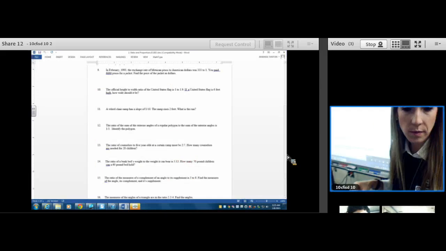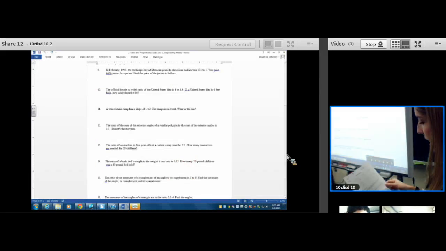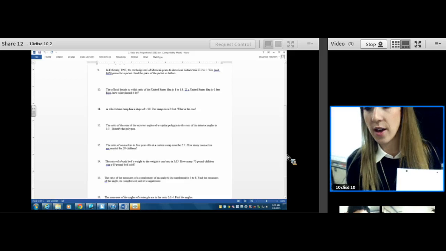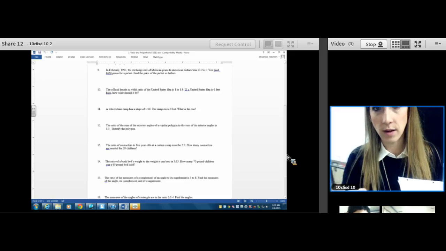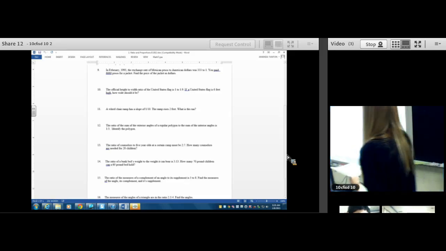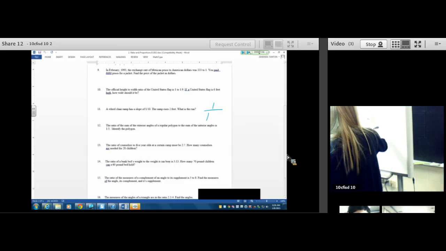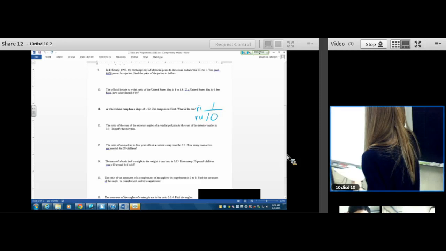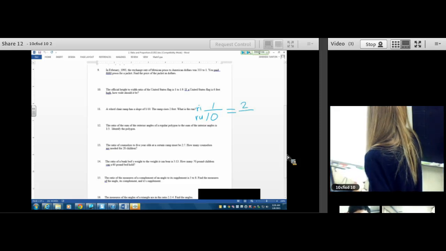11, I know that zoomed out so much that you can't see it, but that's okay. A wheelchair ramp has a slope of 1/10. The ramp rises 2 feet. What is the run? We know from prior knowledge that slope is rise over run. And so when it says the slope is 1/10, that's rise over run. So if the ramp rises 2 feet, then what is the run?